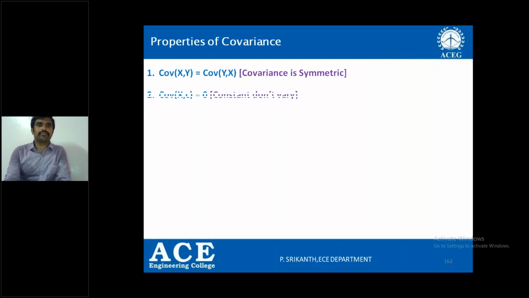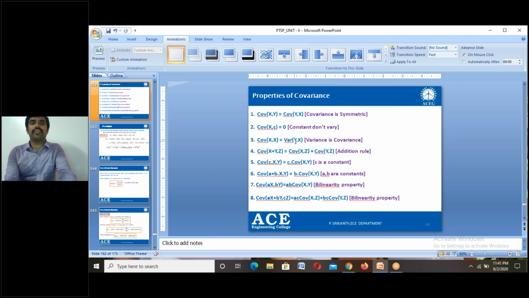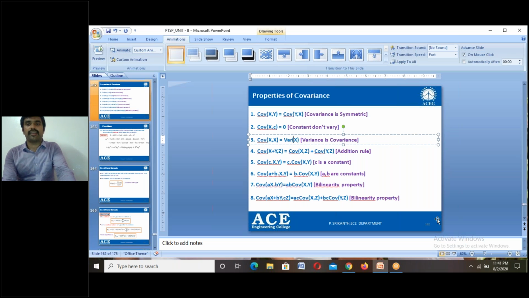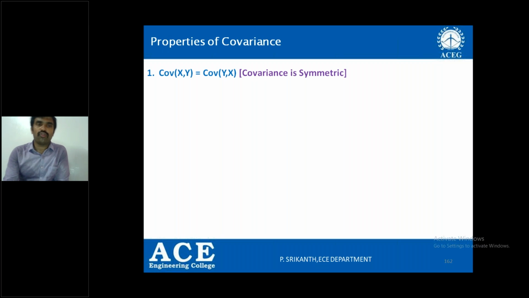Now, if I find the covariance of a random variable with itself, that is covariance of x comma x, it becomes the variance value, that is variance of x. So I repeat here, the first property is covariance of x comma y is covariance of y comma x, that is, covariance is symmetric.